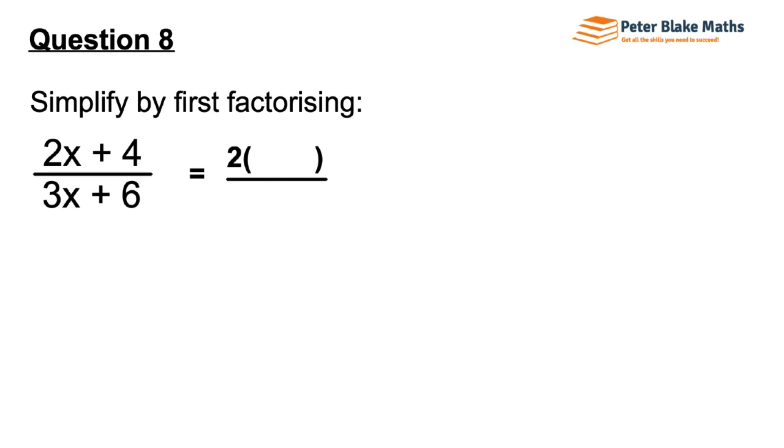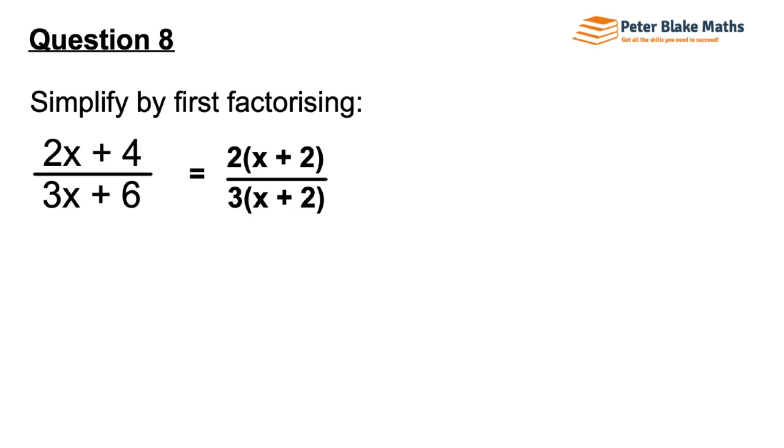The number that's common in 2x plus 4 is 2. So we ask ourselves, what are we going to multiply 2 by to get 2x? We'll need an x. What have we got to multiply 2 by to get 4? We'll need a 2. For the second line there, what's common between 3x and 6? Well, 3 is. We ask, what have we got to multiply 3 by to get back to 3x? We'll need an x in the bracket. What have we got to multiply 3 by to get 6?